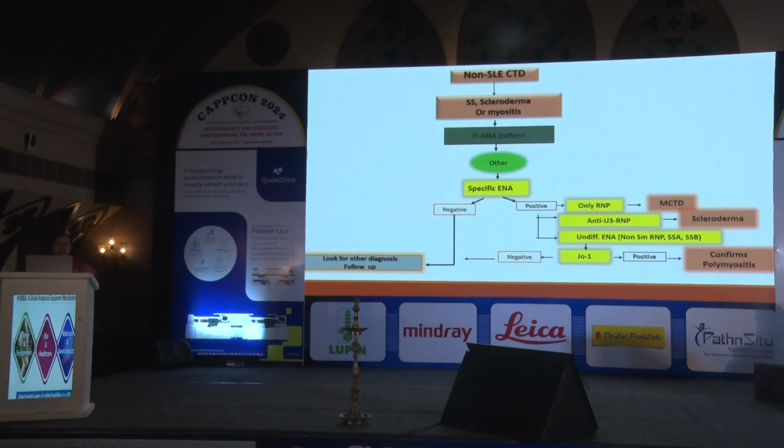And if it is others, where the pattern is not very recognizable, or it could be nuclear or speckle, where we get a positive U1 RNP, it points towards MCTD. Anti-U3 RNP points towards scleroderma. If it is Jo-1, it confirms myositis. And if it is negative, we have to look for other diagnosis.